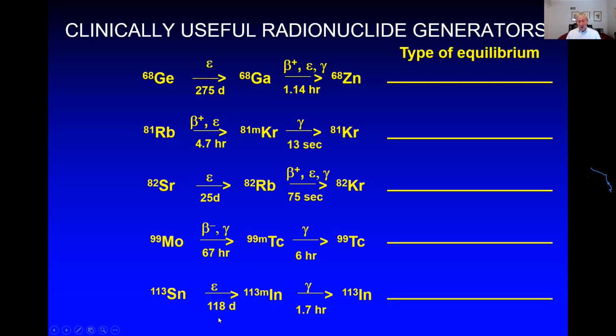So this was a 118-day half-life. That's really good for shelf life. It would have had a shelf life of 6 months, but the image quality was poor. What kind of equilibrium is this? Secular. This is secular also. So all of these are secular except, of course, this one, which is transient.